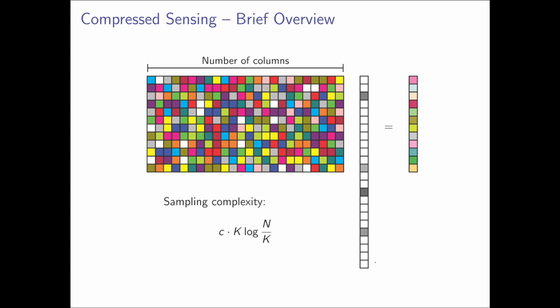One of the celebrated results in compressed sensing is that for large systems and under certain conditions, such as the restricted isometry property, exact reconstruction is possible with high probability, provided that the number of samples is at least on the order of k log n. And that's pretty amazing.